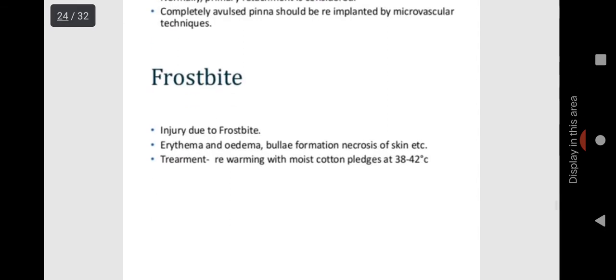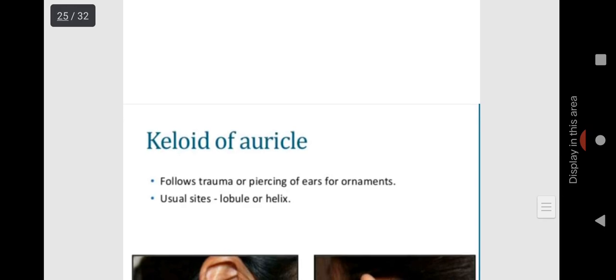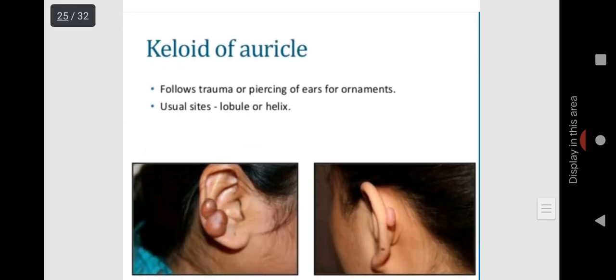Then frostbite. It occurs when the person is exposed to cold. Erythema and edema, bullae formation, necrosis of skin, etc. will occur. And treatment is rewarming with moist cotton pledgets at 38 to 42 degrees Celsius. With the help of rewarming, you can treat the frostbite. The next one is keloid of the auricle.